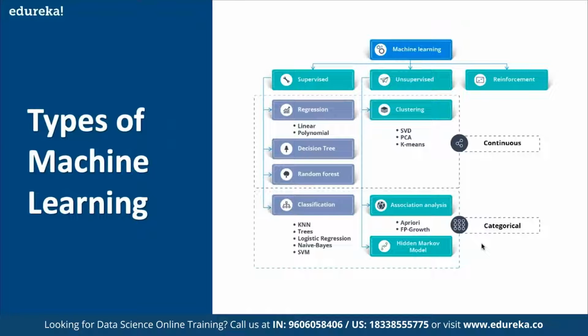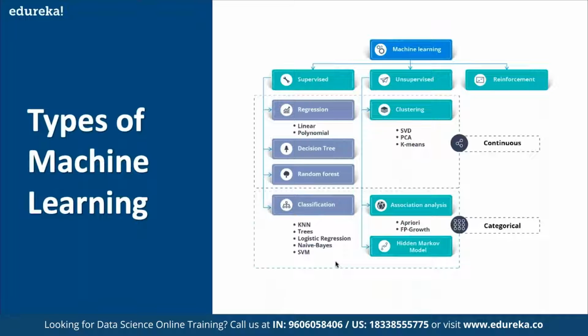Again, under supervised learning we have multiple models, like regression and decision trees, and we have different models currently available. Whereas under unsupervised learning, we have multiple models, like clustering, association analysis, and hidden Markov models. And KNN, trees, logistic regression, naive Bayes, and SVM are all types of classification.